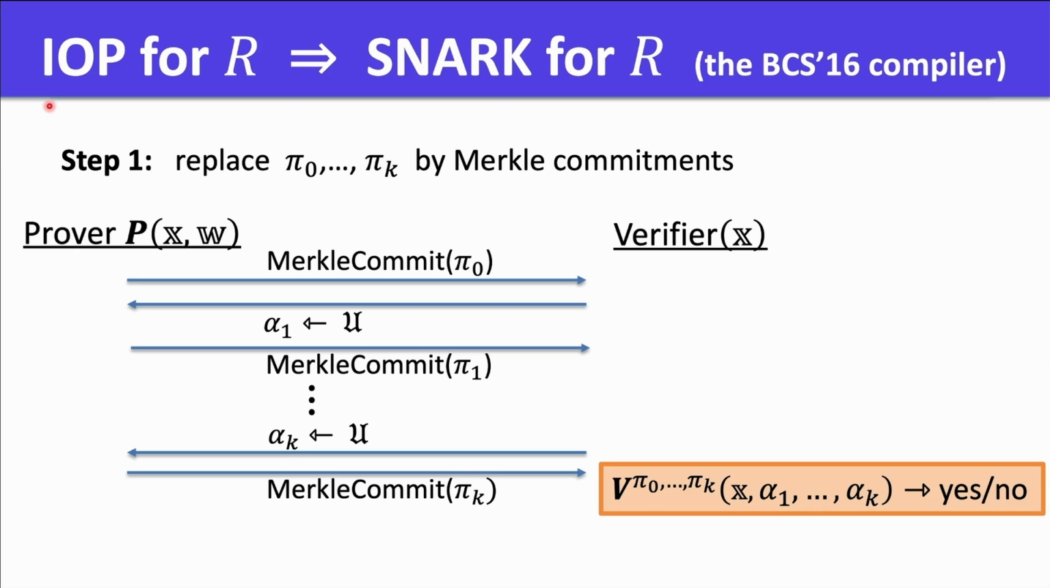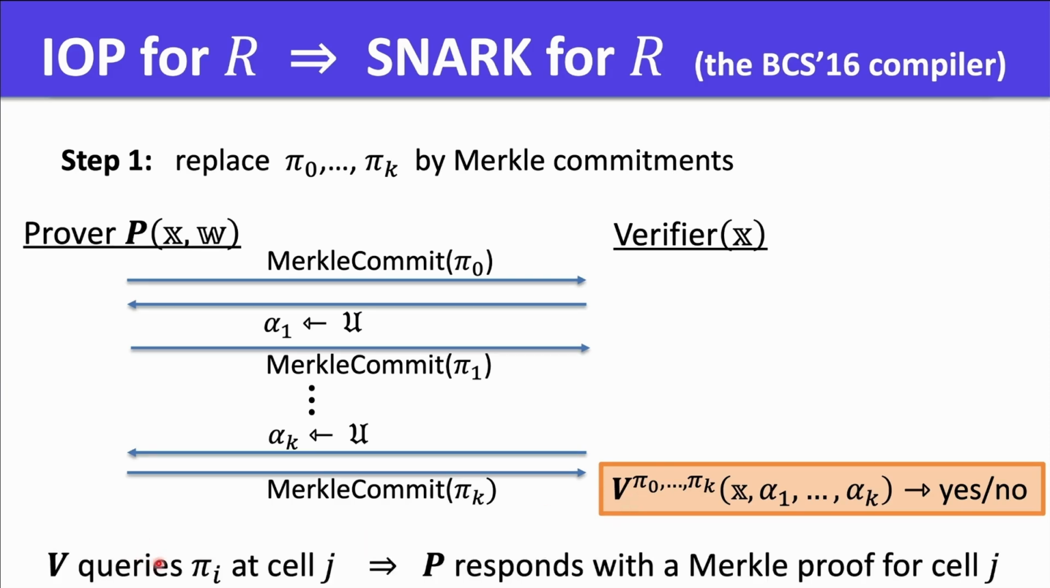Now, why are these interactive oracle proofs interesting? It turns out that an IOP for a relation R immediately gives us a SNARK for the same relation R through what's called the BCS compiler. The BCS compiler is very simple, works in 2 steps. In the first step, instead of sending the strings over to the verifier, we send Merkle commitments to those strings to the verifier. So you can see here, all I did is I replaced the strings by Merkle commitments to these strings. Everything else works as before. We send Merkle commitments, the verifier sends challenges, and finally the prover sends the last Merkle commitment. And now the verifier needs to decide whether to accept or reject.